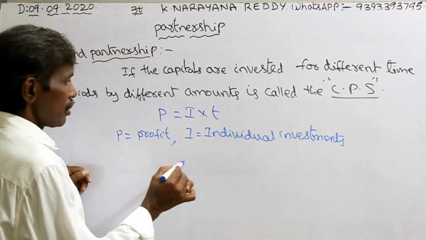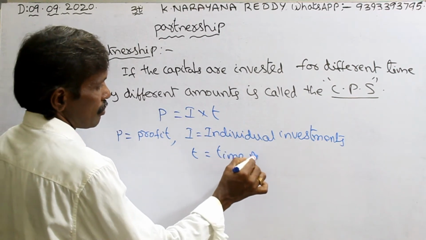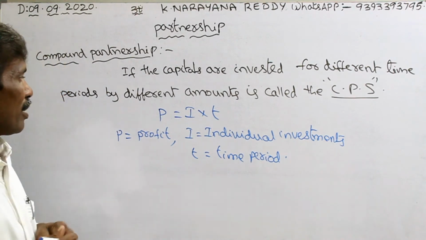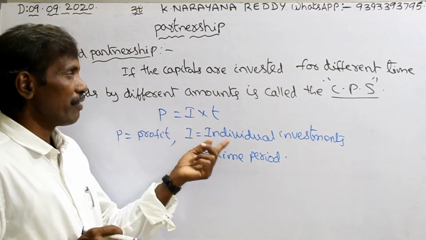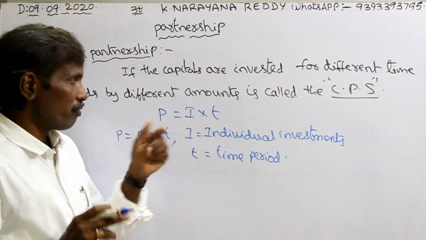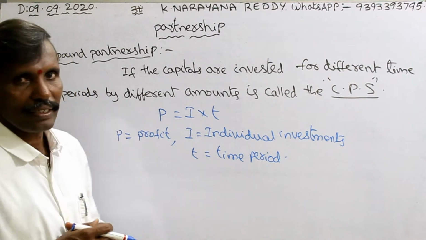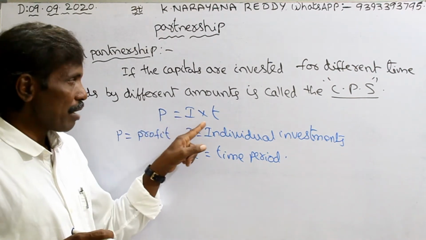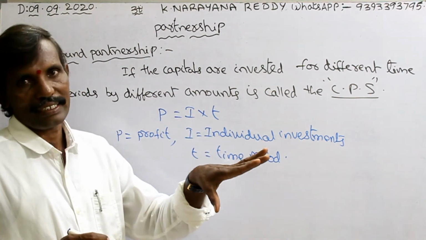Okay? T equals time period. That means profit depends on individual investment. Suppose person X invests their money, 1 lakh, and the time period is 6 months. 1 lakh into 6 months, that means 6 lakhs totally.